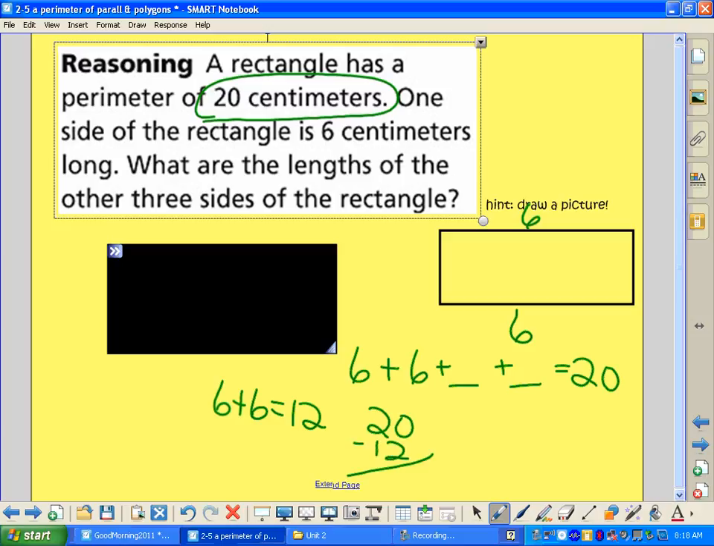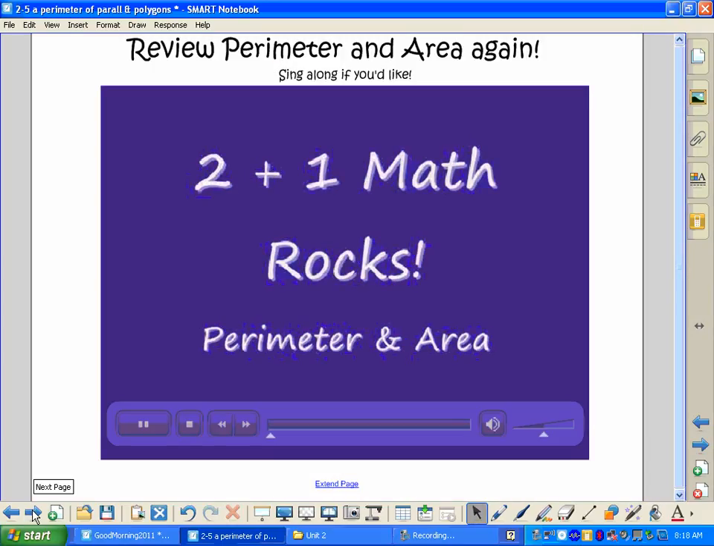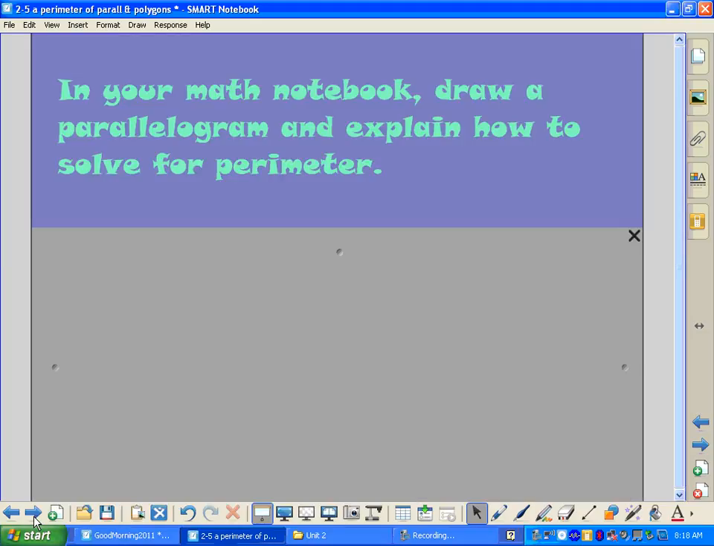Subtract 12, that gave you 8, and then I needed to figure out 8 to make up 4 and 4. 4 on each side, and we got to make sure we have our labels. So each side, the top and the bottom were 6, and the sides are 4. 6, 4, and 4. Very good.